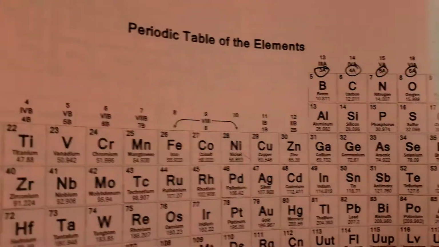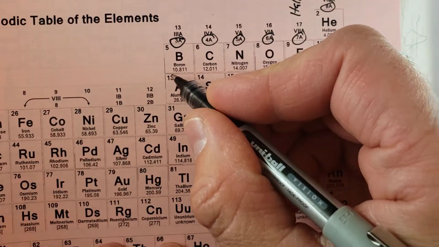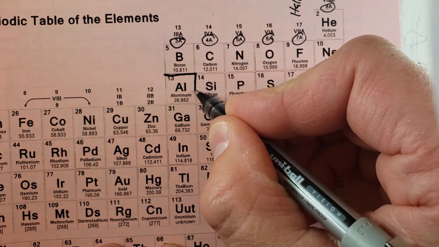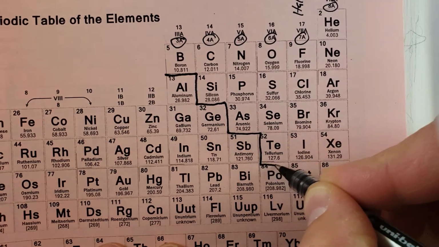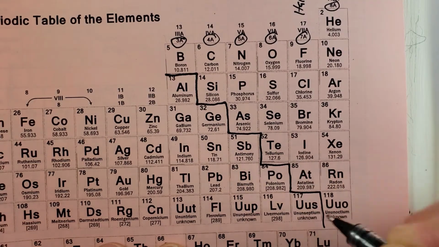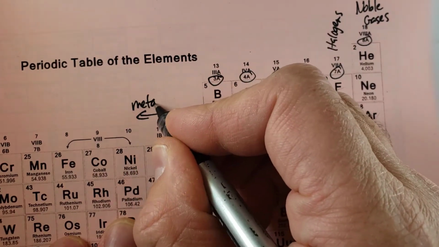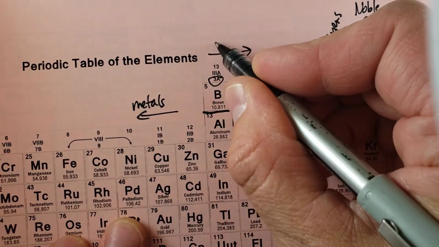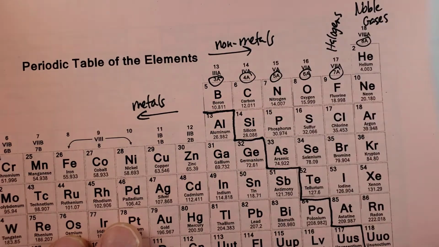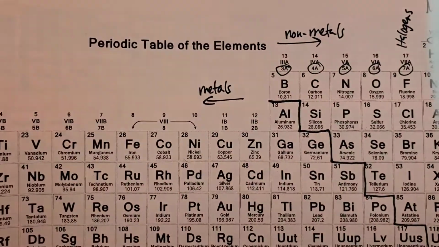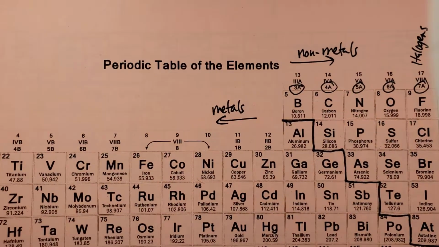And another thing to mark here is the staircase, which separates metals from non-metals for the most part. So it starts here above aluminum and just runs down like this. So you can label that on your periodic table. So in this direction we have the metals, and over in this direction, we have the non-metals. All right, so those are the key things that you need for the periodic table to use in the class.